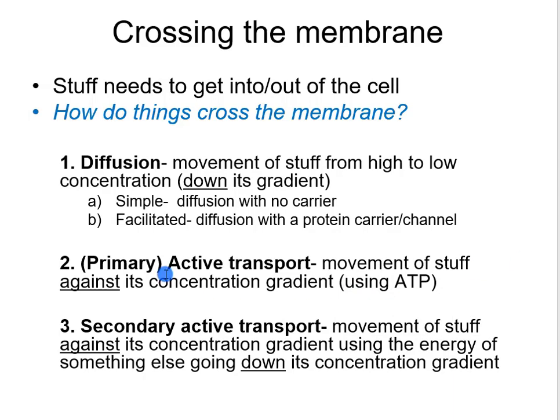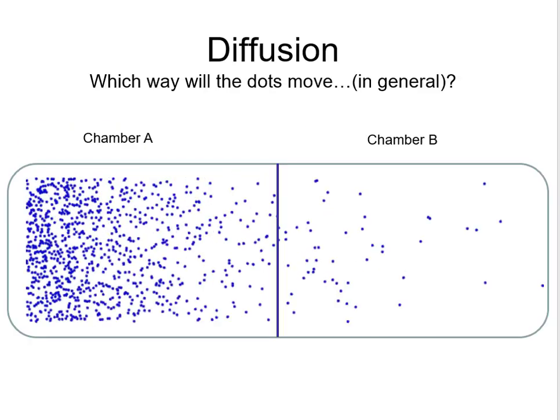So now, the difference between these two lies in the source of energy. In primary active transport, the source of energy is ATP. Boom, there it is, simple and easy. Secondary active transport, though, is a lot more interesting or clever in some ways. So let's look at a picture of those.